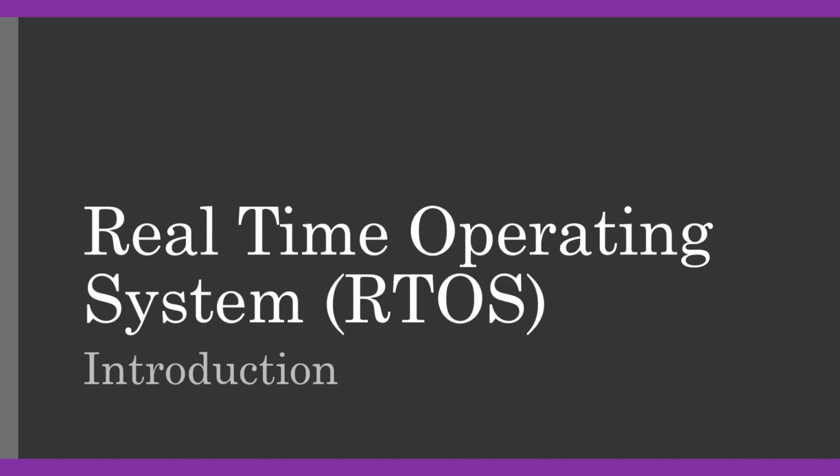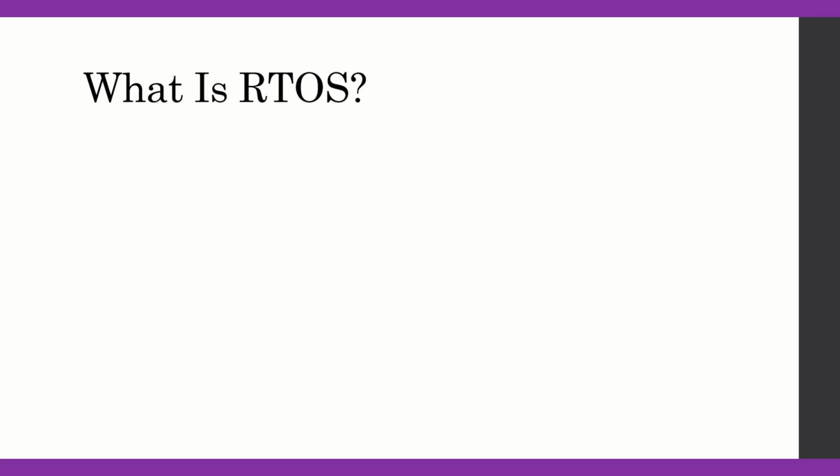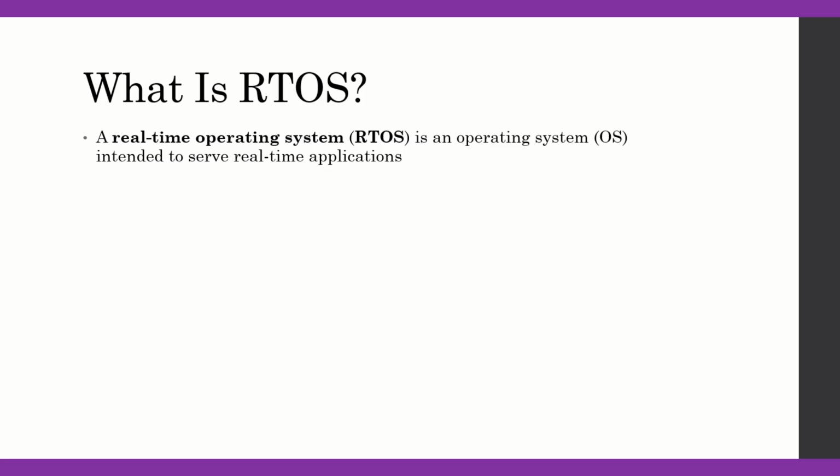In this video, we will discuss what is a real-time operating system and why it is important for embedded systems. Let's first understand what is RTOS. A real-time operating system is an operating system intended to serve real-time applications. So it is an operating system which is designed for real-time applications.